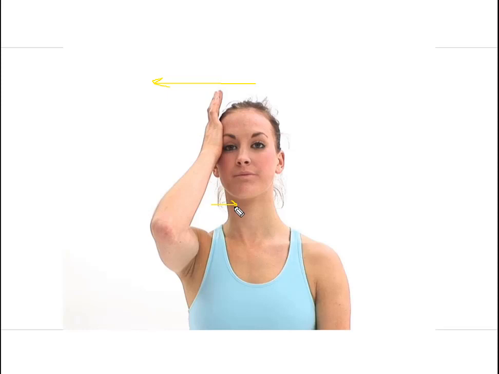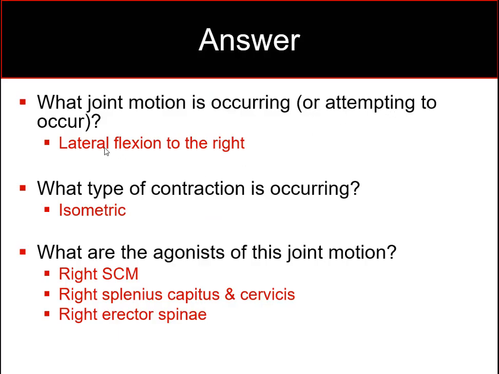These muscles are contracting here, so if this is the axis of rotation right there, everything on this side is going to be the agonist, it's going to be on. Everything on this side is going to be off. It's going to be negative. So these are going to be the agonists on the right side. These are going to be the antagonists on the left. So lateral flexion to the right.